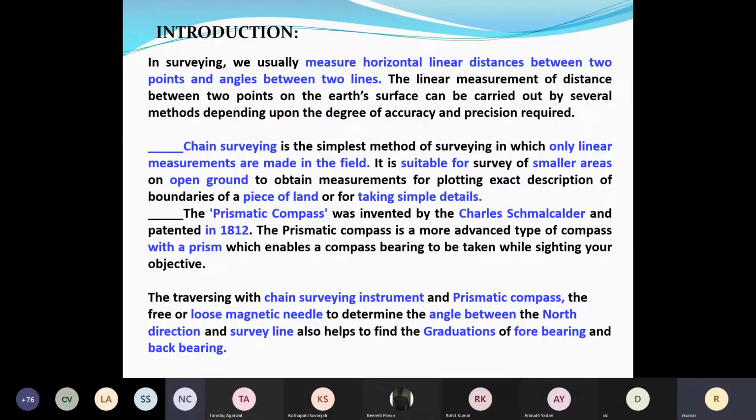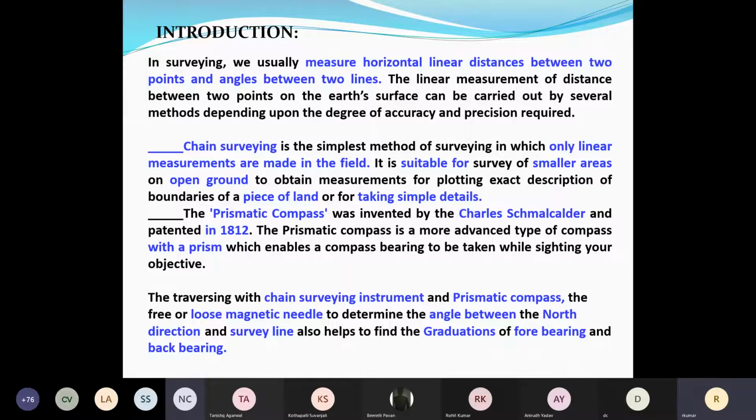Okay, so the introduction part: basically in surveying we usually measure horizontal linear distance between 2 points and angles between 2 lines. If I want to measure the linear distance, I will use the chain, and if angle, then we have to use some compass. So in this experiment we will use the prismatic compass. Linear measurement of distance between 2 points on the Earth's surface can be carried out by several methods, depending on the degree of accuracy and precision required. This is important.